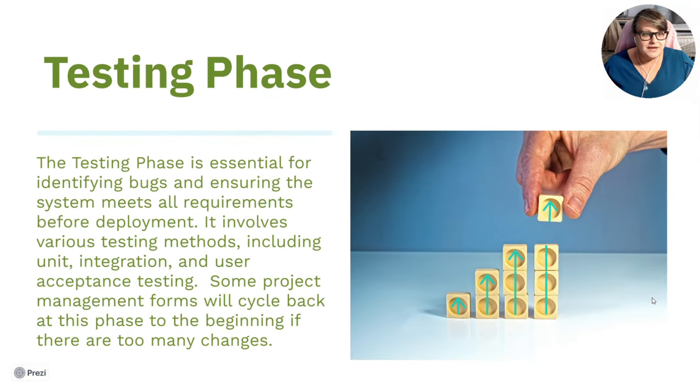The testing phase is essential for identifying bugs and ensuring the system meets all requirements before deployment. It involves various testing methods, including unit, integration, and user acceptance testing. Some project management forms will cycle back at this phase to the beginning if there are too many changes. Your testing phase is really important, and it can become iterative and cycle back.